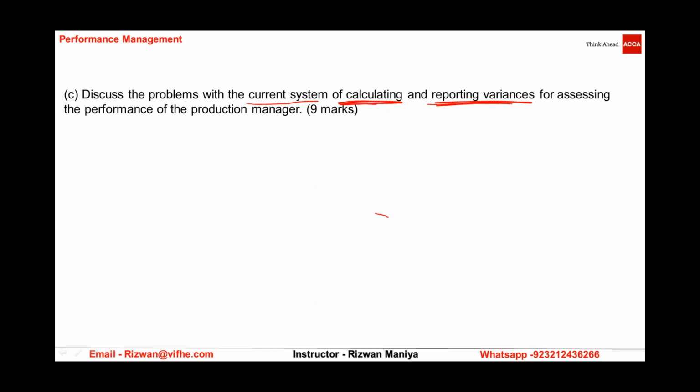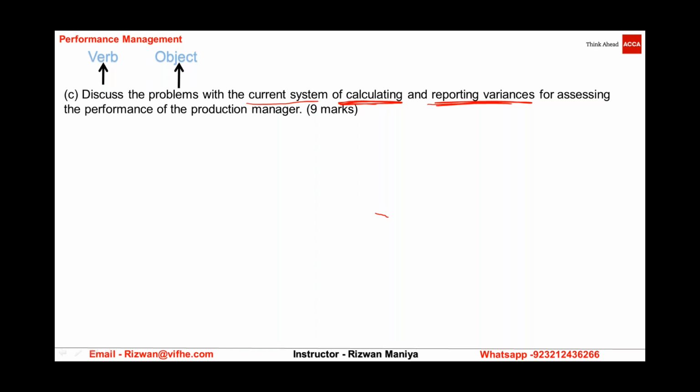If you are not understanding the object in the right way, my friends, I am afraid you cannot write in the right direction. So discuss the problems with current system of calculating and reporting variances for assessing the performance of production manager.